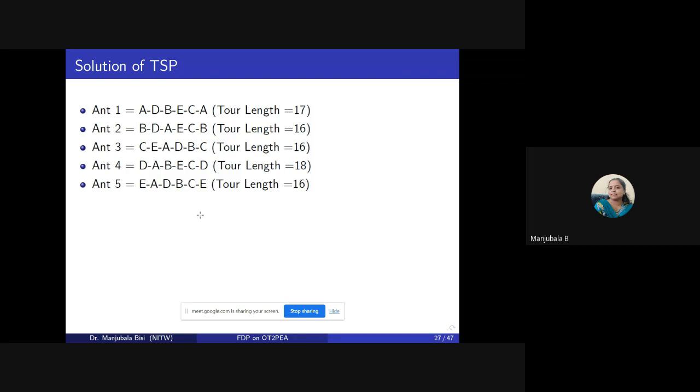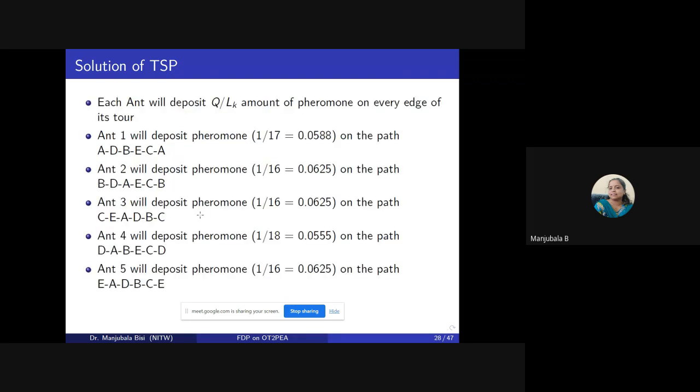Right? So now we'll see how the pheromone matrix will change. Whatever I told, the same thing is written here. Each ant will deposit Q by Lk amount of pheromone on every edge of its tour. That is 1 by 17 by ant 1 on the path, where all the edges are there. Ant 2 1 by 16, ant 3 1 by 16, ant 4 1 by 18, ant 5 1 by 16.